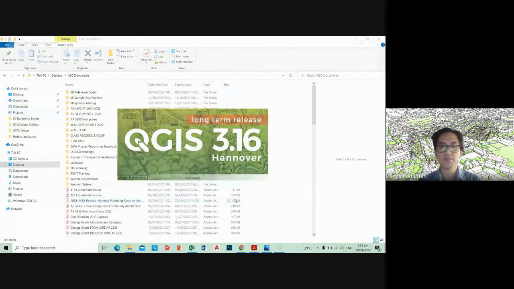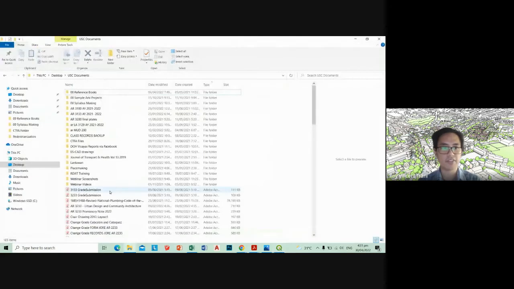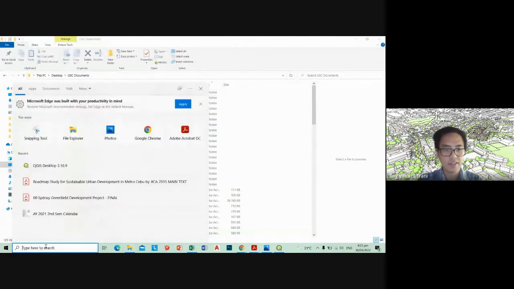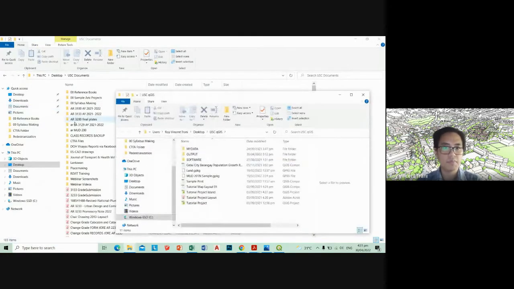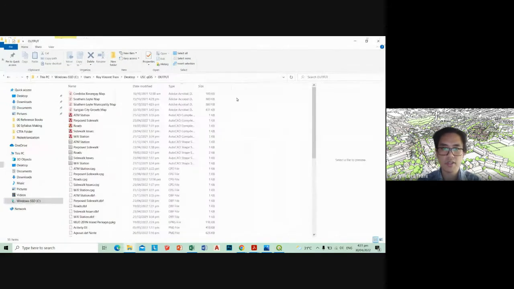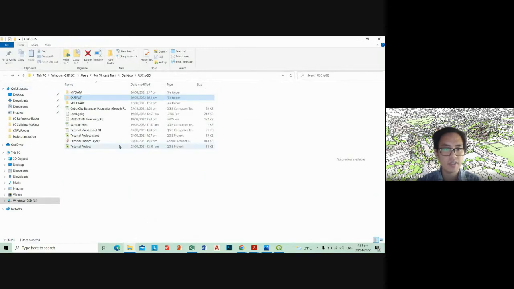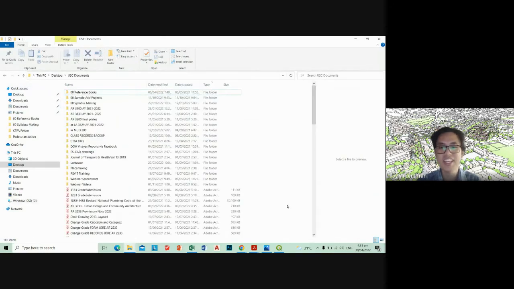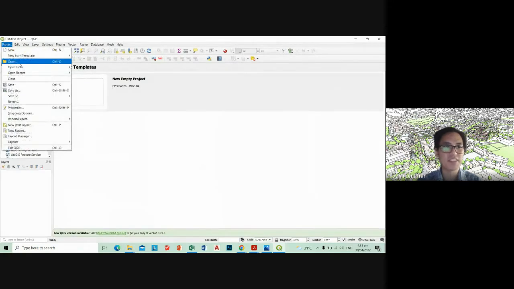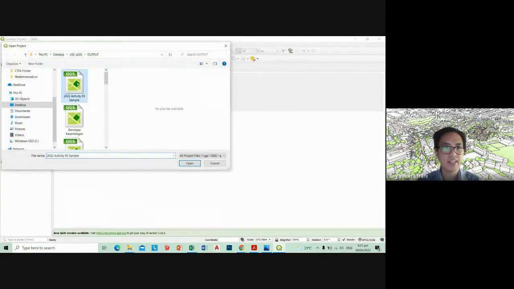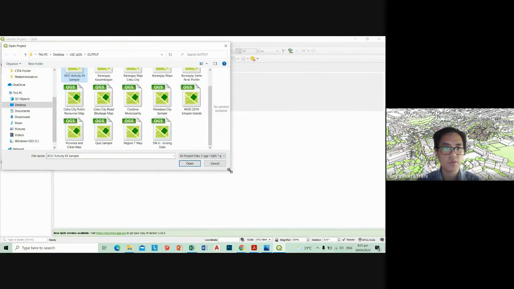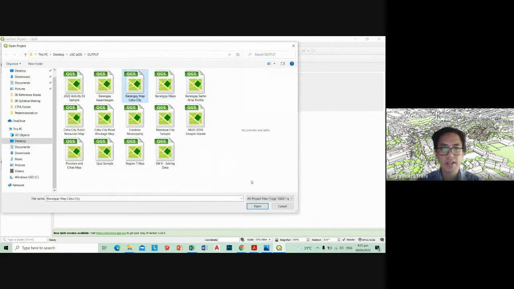For example, the map I made earlier, I actually made it over here. Outputs. Where is my PNG? I don't know where it went. Sorry, a bit messy. Open. Joining data and city. Barangay maps, barangay city. Okay.